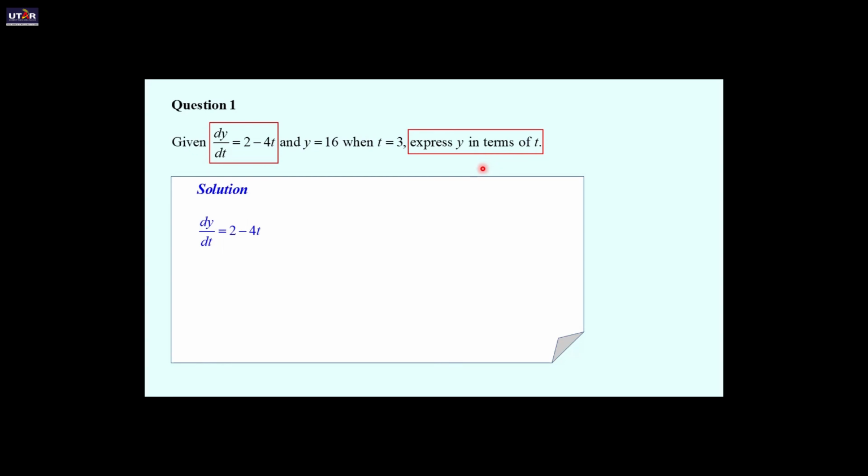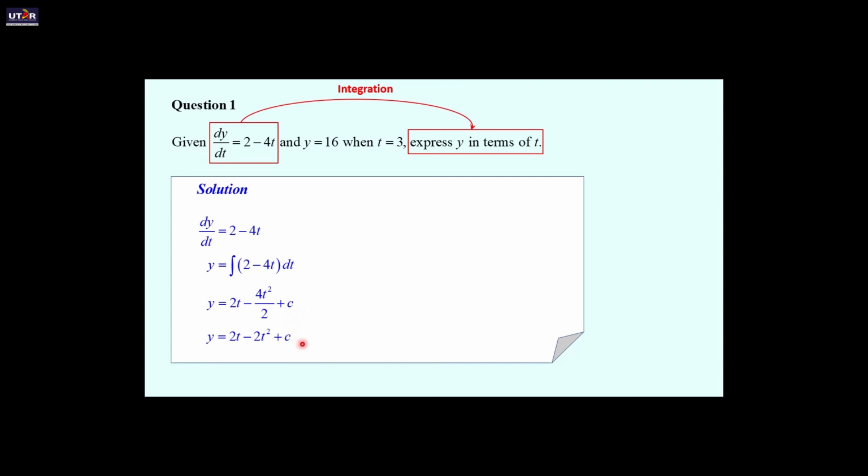In order to express y in terms of t, we have to integrate the derivative function dy/dt. We integrate with respect to t. By applying the technique of integration, you should obtain y is equal to 2t minus, when we integrate 4t, we increase the power by 1, become 4t squared, divided by the new power. Don't forget, you have to plus the constant of integration. Simplify the function, because 4t squared over 2 will be equal to 2t squared.